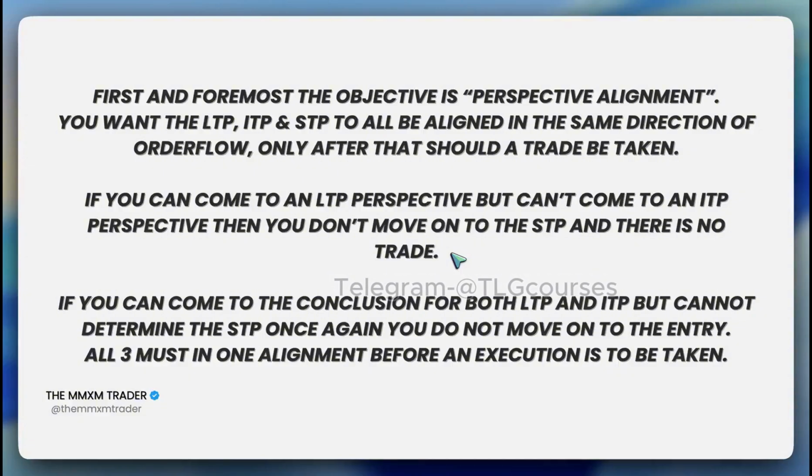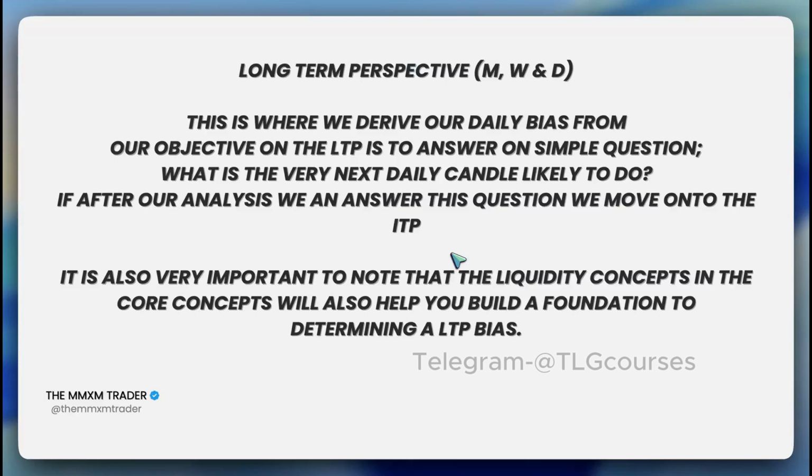Now, if you do align, right, and you come to the conclusion for both the LTP and ITP, but cannot determine the STP, once again, you do not move on to taking an entry. All three must be in one alignment before execution is taken. And if you do this, it's going to aid you very well. It's very, very high probability when you get to the execution stage if you do this, right?